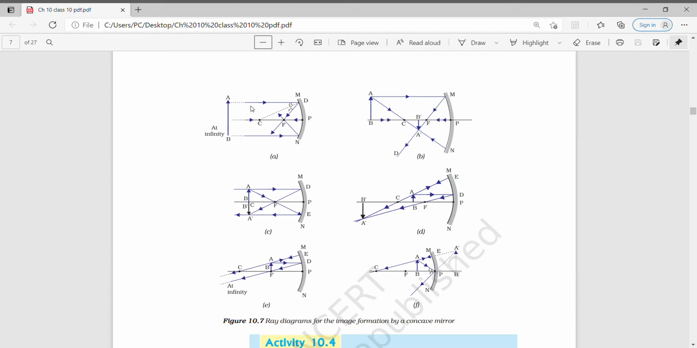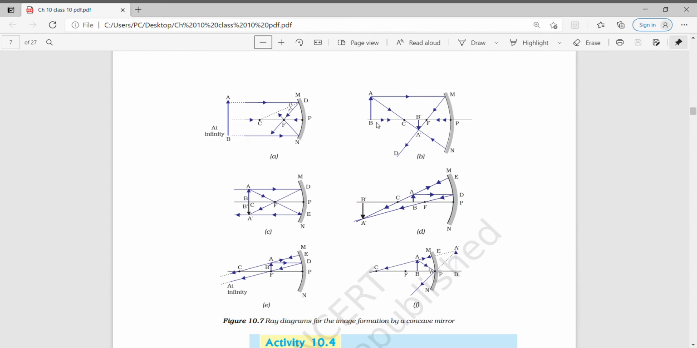For example, when the object is at infinity, it is very far away, then all the rays of light are parallel to the principal axis, and these arrowheads are showing the direction of light. And after striking the mirror, the reflection occurs and the reflected rays join at the focus. So there also you can see the direction of arrowheads. So the direction of arrowheads tells us the direction in which the light is traveling. So this is very important.